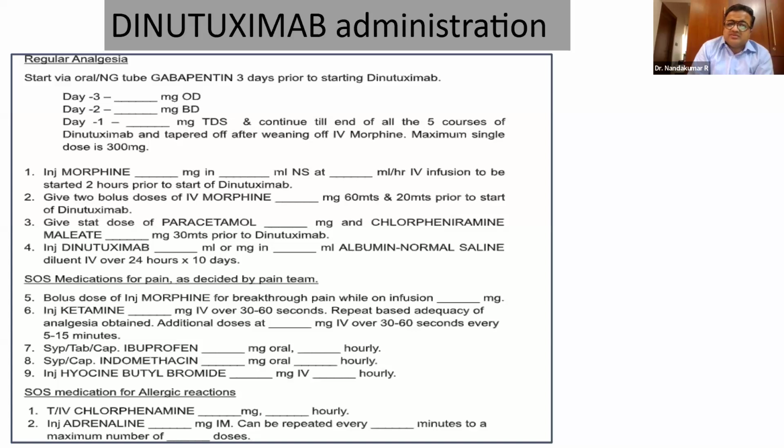Now, is there any prerequisite for dinutuximab? Yes, it is very, very important because ideally your preparatory phase starts 3 days before. So currently they get admitted 3 days before, and then you start them off with some pre-medication, which is gabapentin, which is again dose escalated. For example, if you see -3, -2, -1, you dose them at 10, 20, and 30 milligrams per kilogram.